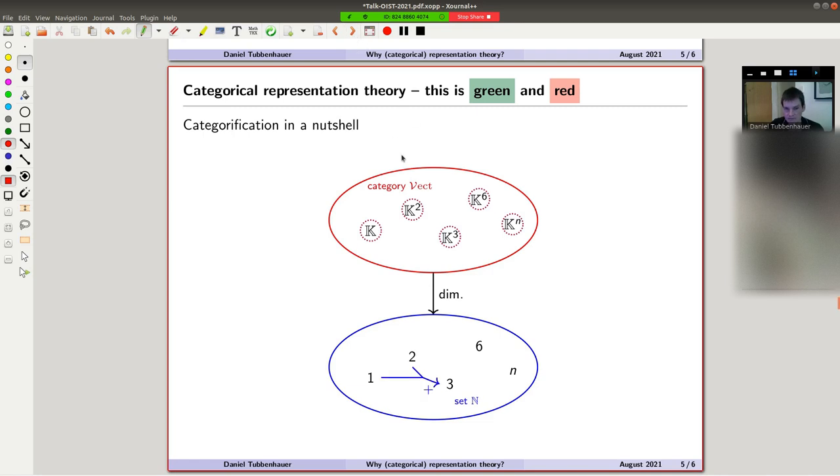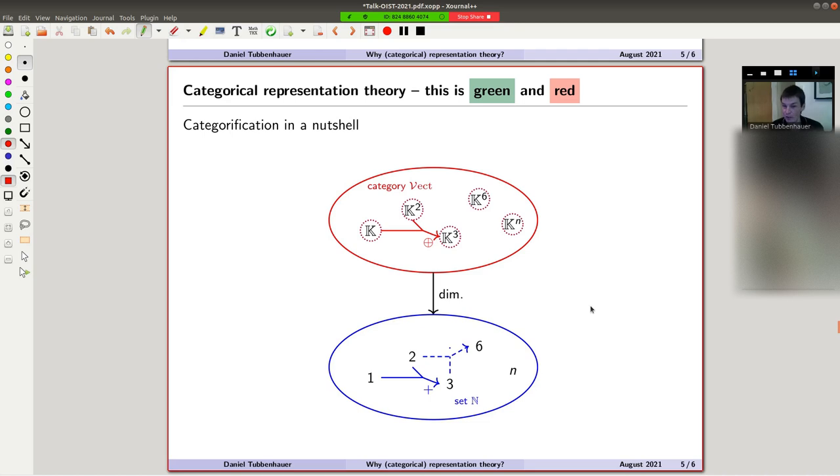So this one goes to this one. You can just take the dimension. The dimension of R^6 is 6. The dimension of R^n is n, and so on. Okay. That's a bit naive, but actually the point is all the structures downstairs have a lift upstairs. For example, you can add numbers. You can say 1 plus 2 is 3. You could certainly do that. And you have a corresponding addition, it's called the direct sum, on vector spaces. So this one, if you go downstairs, if you project it, you get the addition.